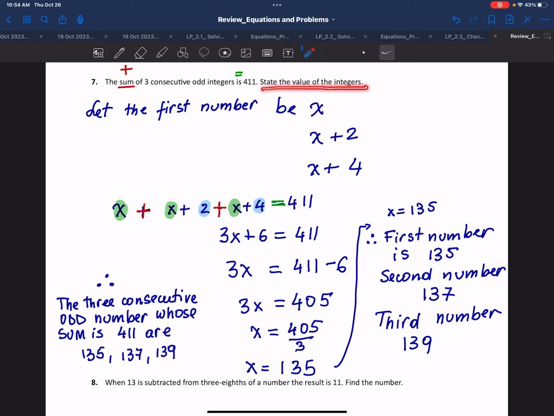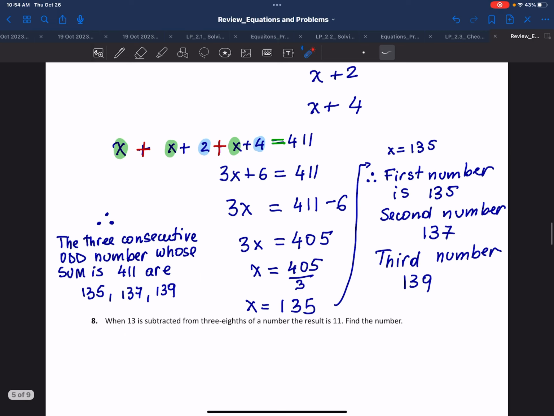Now, to build the therefore statement, which is a very important part of the solution, we have to read the question and include all the information that is given in the question to make sure that we state the answer clearly and precisely.